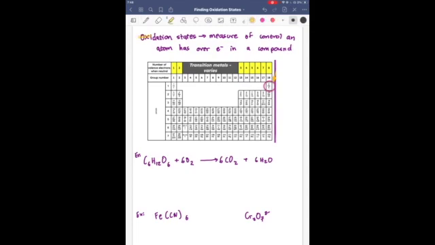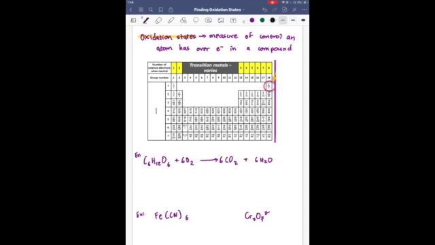Oxidation states, what does that mean? Oxidation states are a measure of the control an atom has over electrons in a compound. It's written kind of like a charge, but it's not actually a charge. It's really just giving us more information about which atoms are more electronegative or less electronegative within a single compound.